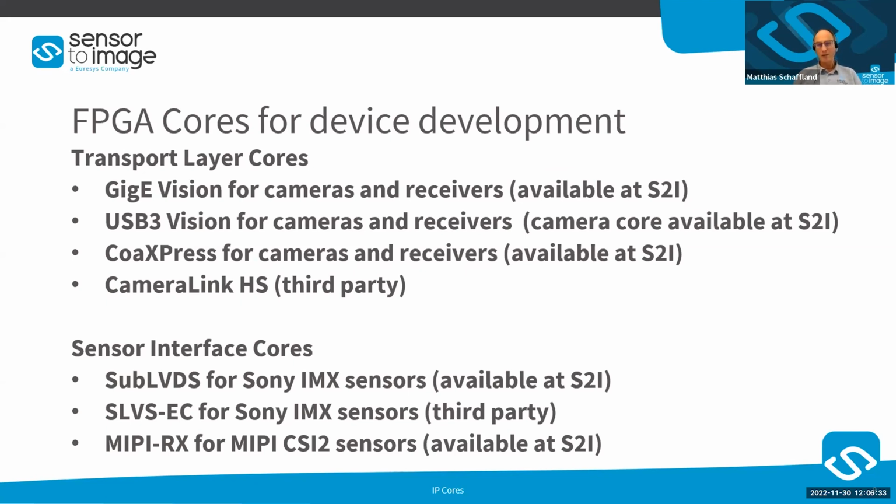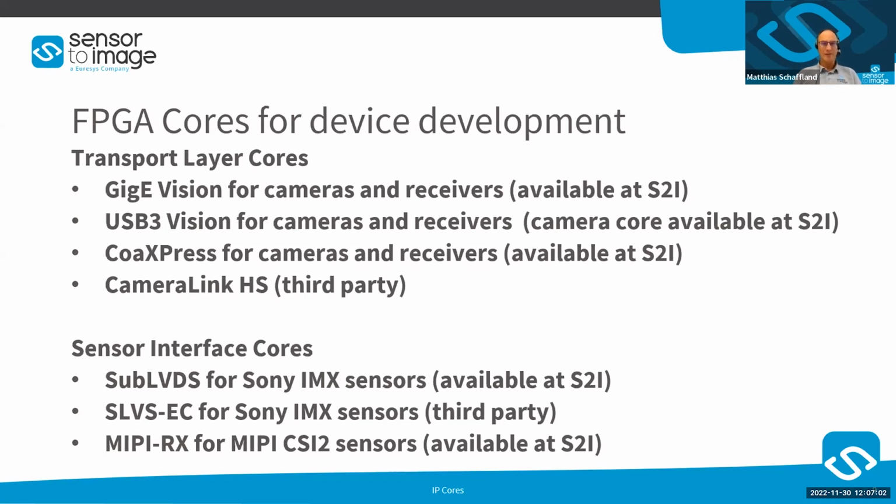CoaXPress for cameras and receivers is available at Sensor to Image, which helps you to design cameras using this CoaXPress protocol, or even receivers, standard frame grabbers, something like that, or embedded receivers. Camera Link HS, I did not mention it before. This is an additional standardized protocol. This is available at third parties.